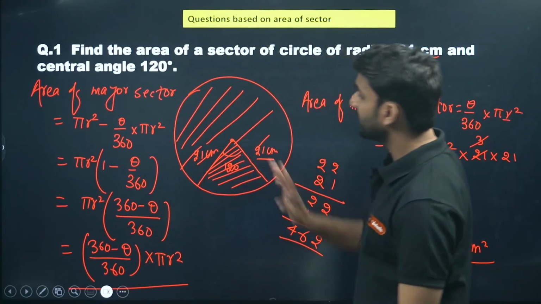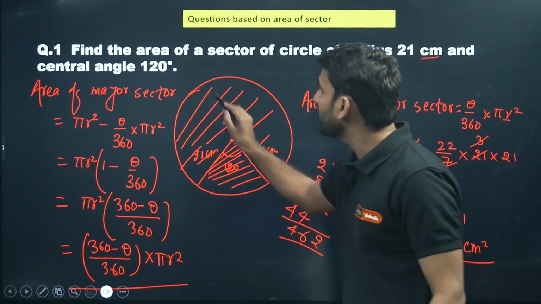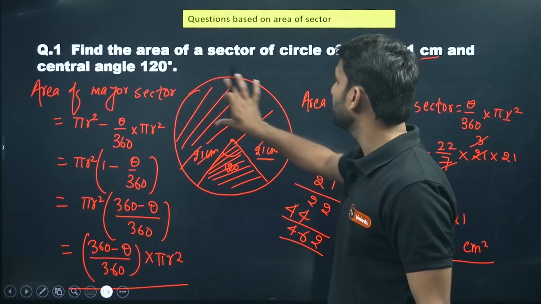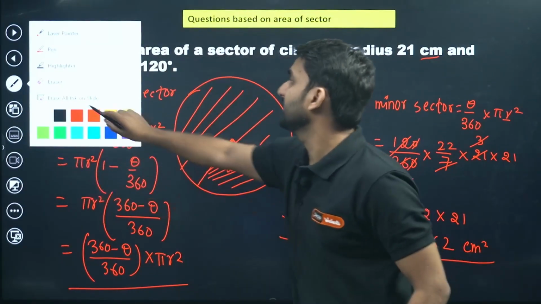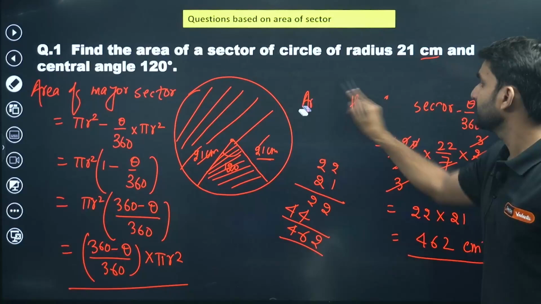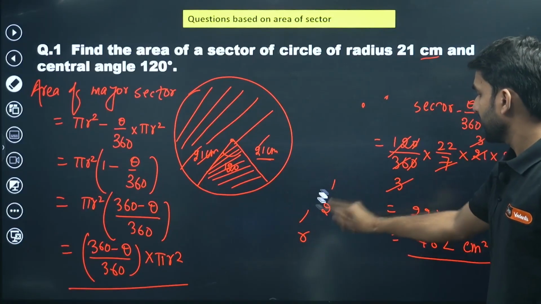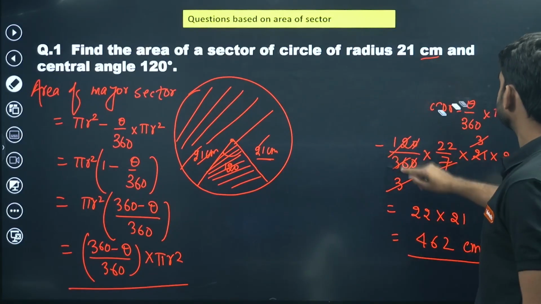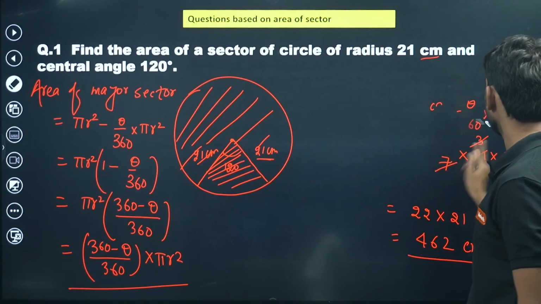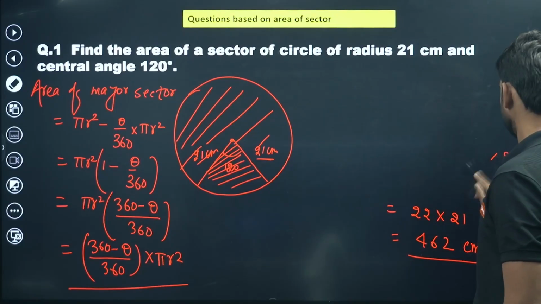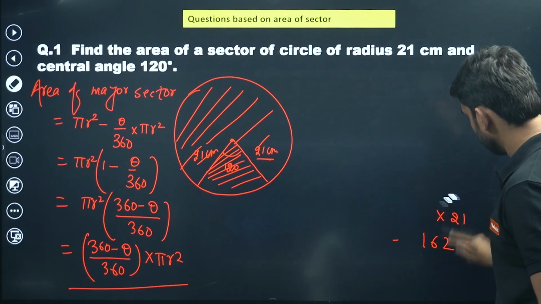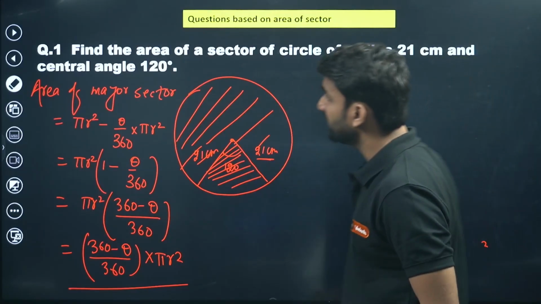So if the angle is 120 here, and we need to calculate the area of this portion, so what will be the area? I need some space here, so I am erasing this portion. I need some more space here to calculate the area of the major sector.